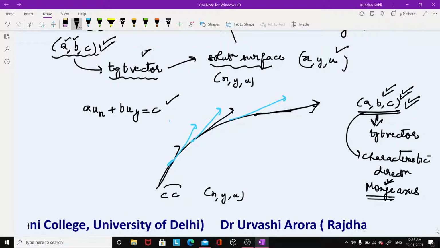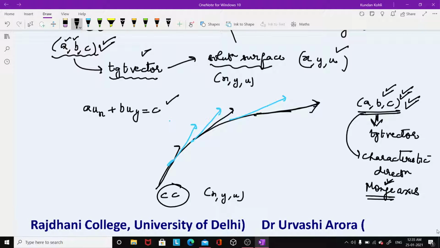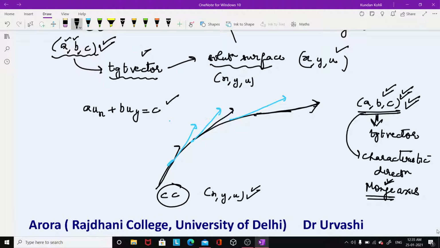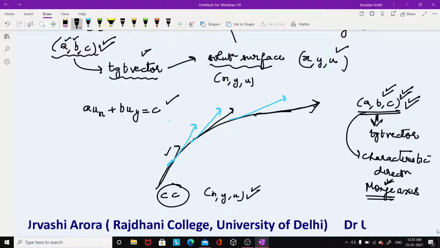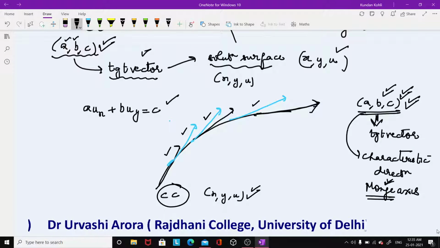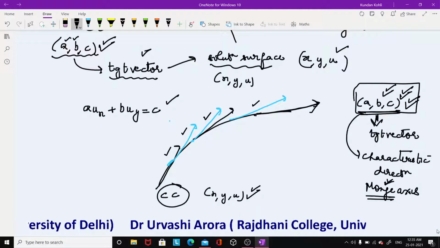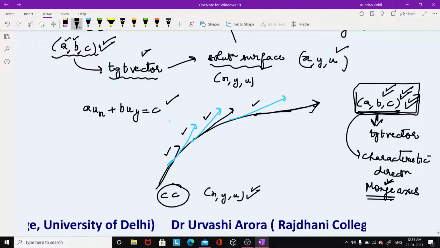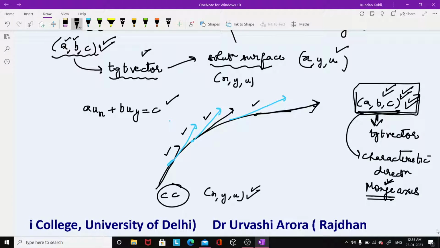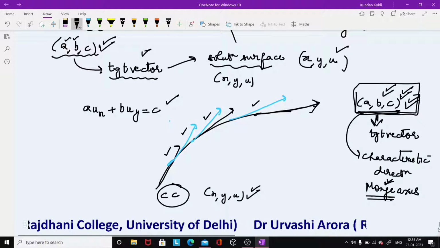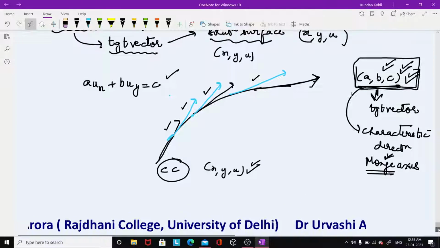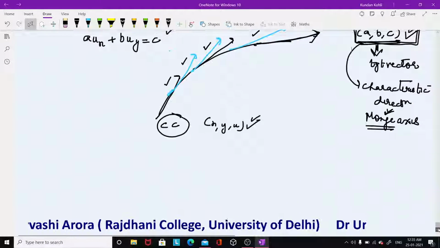Now a characteristic curve, by definition, is that curve in the xyu space which is such that if you take the tangent at any point to this curve, then the tangent at any point coincides with the characteristic direction, or the direction of this vector. Which means that if you want to find the equation of the characteristic curve, then you can simply use the definition of the characteristic curve.